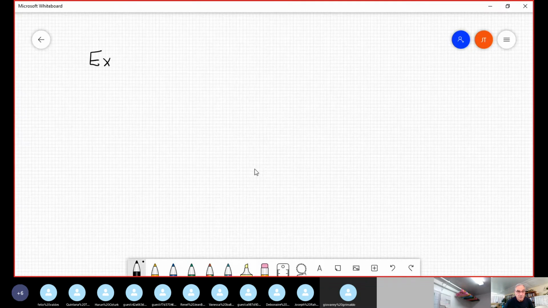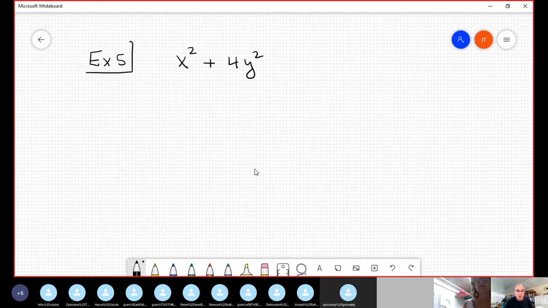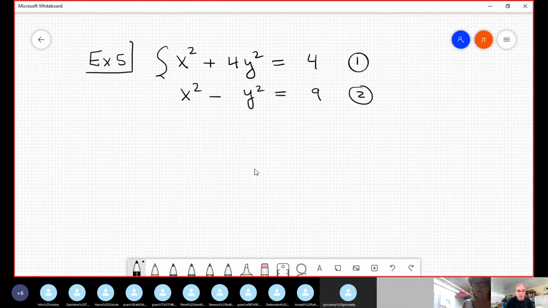Example 5. x squared plus 4y squared equals 4. This is my first equation. My second equation is also nonlinear: x squared minus y squared equals 9. Second equation. It's my system. Both equations are nonlinear.